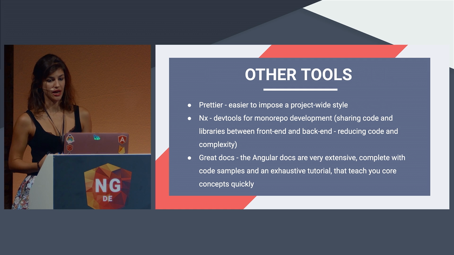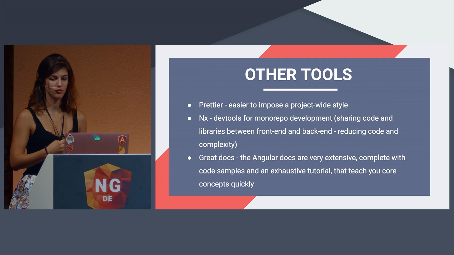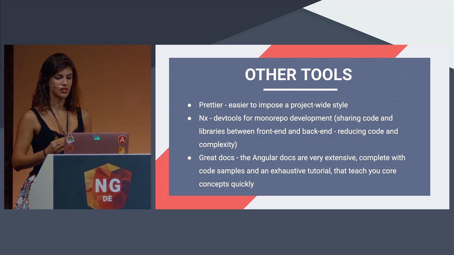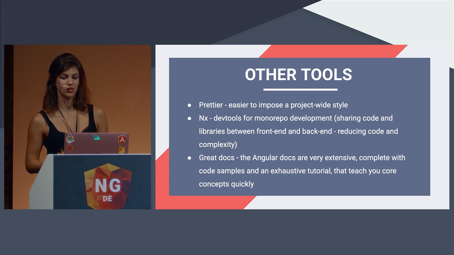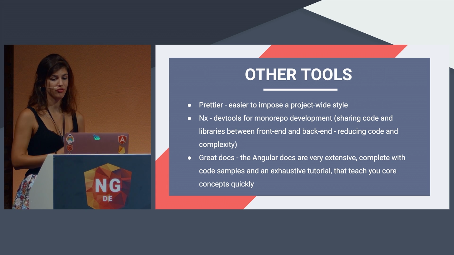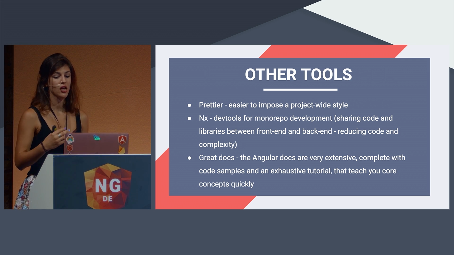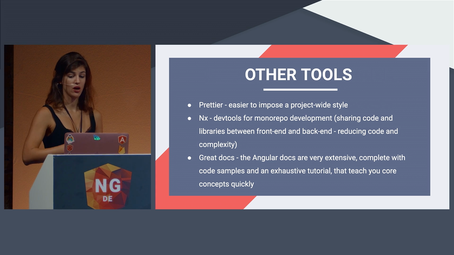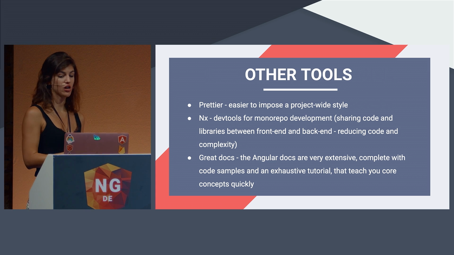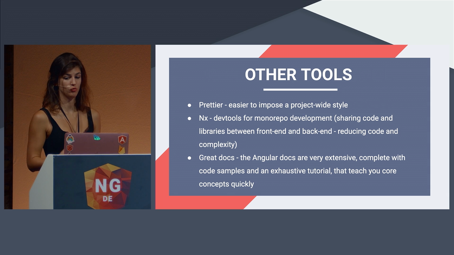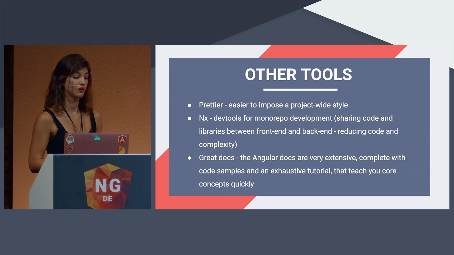Another cool tool is Nx, which is a set of dev tools for monorepo development. You share code and libraries between front-end and back-end. You reduce code and complexity. And the cool thing is that you can share the same components across different projects. And it gives a new team member a good image of how the application is structured and helps them understand the sharing of the code between the front-end and the back-end.